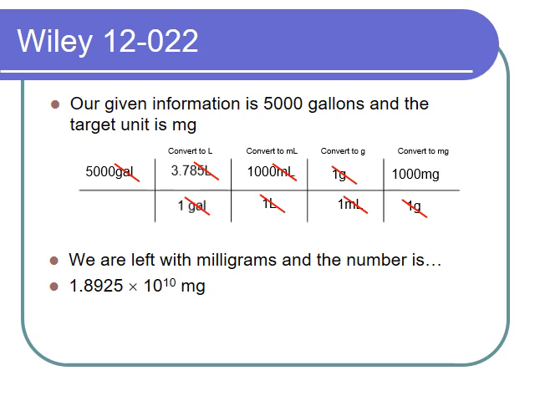I get 1.8925 times 10 to the 10th milligrams. That's a really big number, but milligrams is really small, and 5,000 gallons is quite a bit of water. So that passes our common sense test as well. So that is the number we're going to put for our mass of solution.